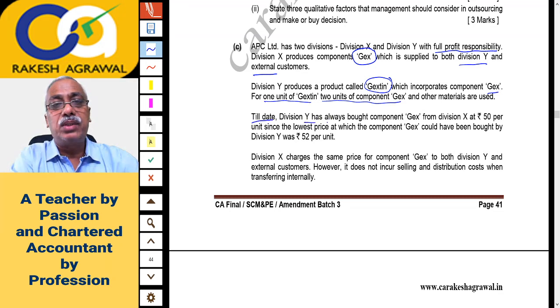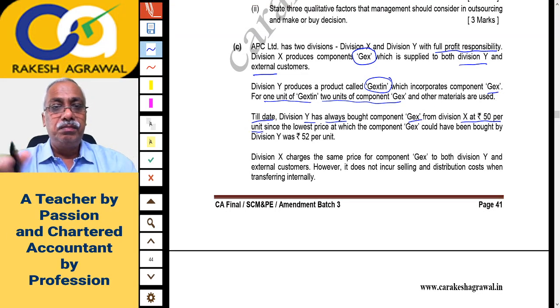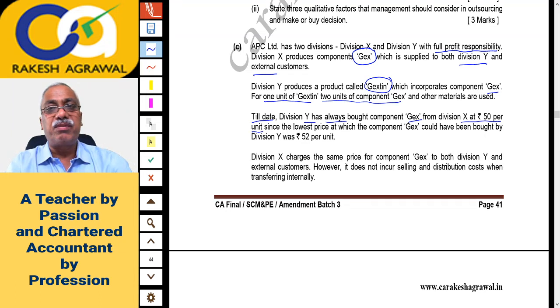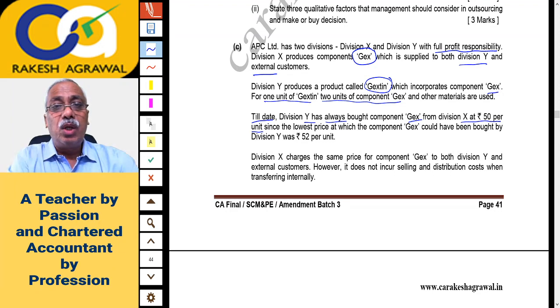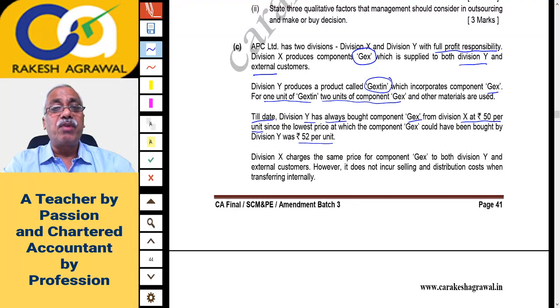Till date, division Y has always bought component JEX from division X at rupees 50 per unit. Till now division Y is buying it always from division X. At what price? 50 rupees per unit. Since the lowest price at which component JEX could have been bought by division Y was 52 per unit. Now why was it buying from division X at 50? Because the outside purchase price, lowest price, was 52. So as compared to 52, 50 rupees was the internal transfer price, which was cheaper for division Y. Therefore they purchased it.